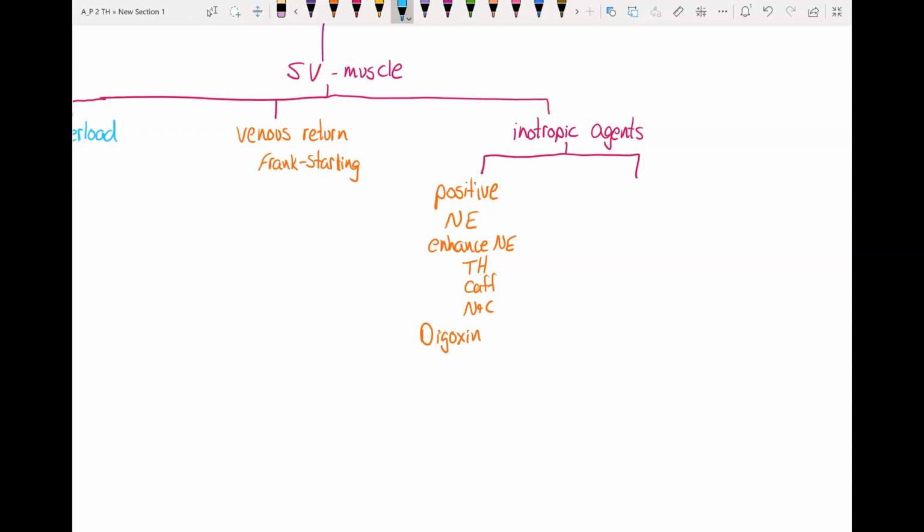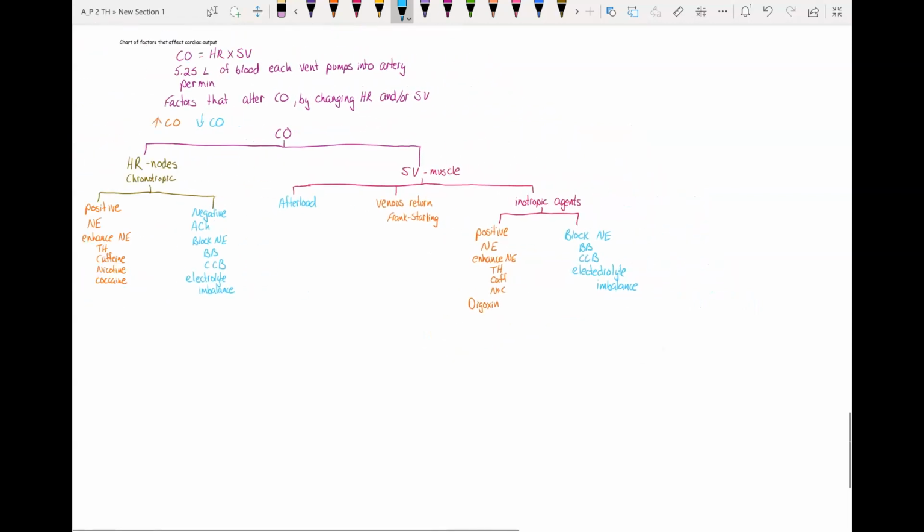For negative inotropic, we are not going to put acetylcholine. Remember, the vagus nerve does not branch to the ventricles. So we're going to have here just the things that block norepinephrine. So again, taking away the gas pedal. So things such as your beta blockers, your calcium channel blockers, and also electrolyte imbalance. Electrolyte imbalance does not block norepinephrine. It's its own thing that can affect the force of the heart. So there's a summary of your previous notes kind of put together in an organized way.